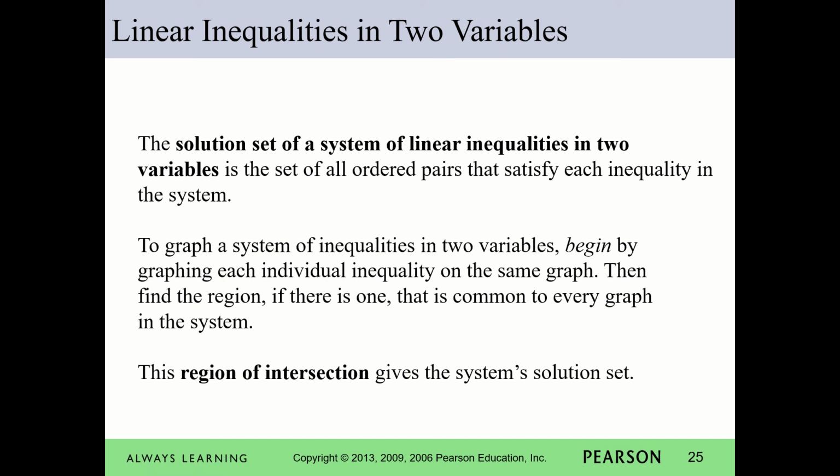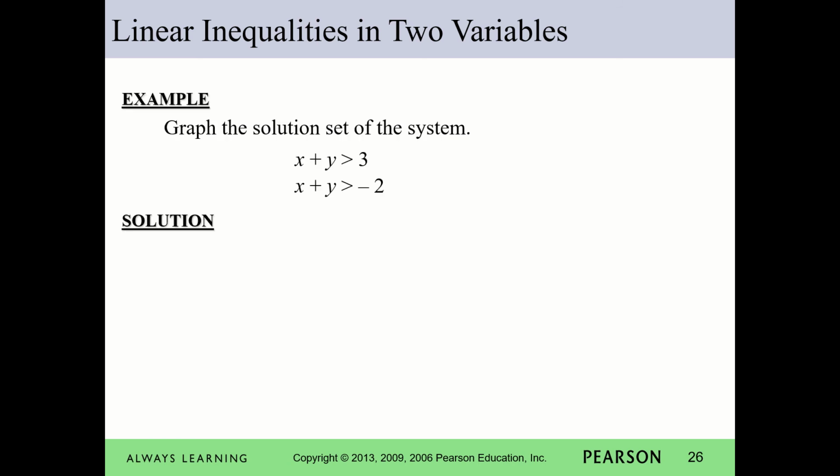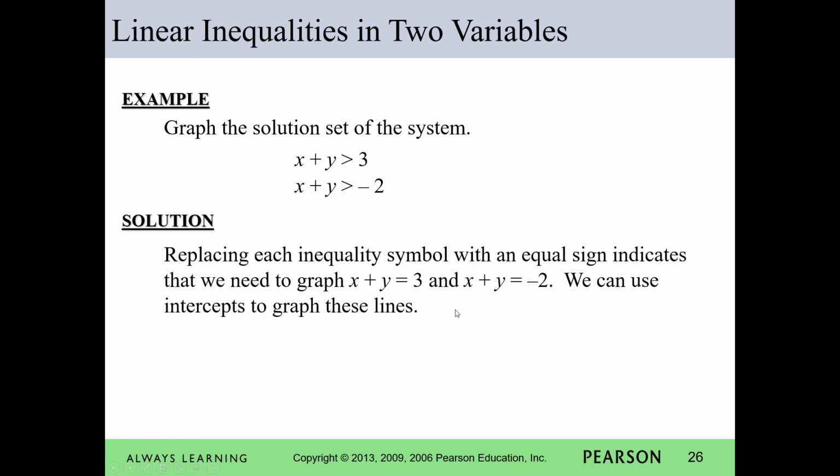So let's look at the solution set of linear inequalities in two variables. We're looking for the set of all ordered pairs that satisfy both inequalities. So in this case, the answer is going to be the place where they intersect. So let's graph these two inequalities here. We have x plus y is greater than 3 and x plus y is greater than negative 2. So let's replace them both with an equal sign and graph both of these lines.